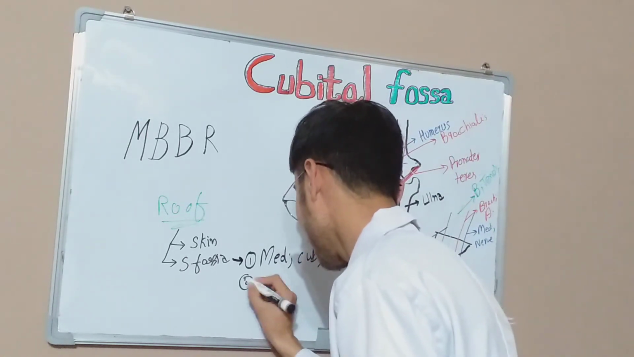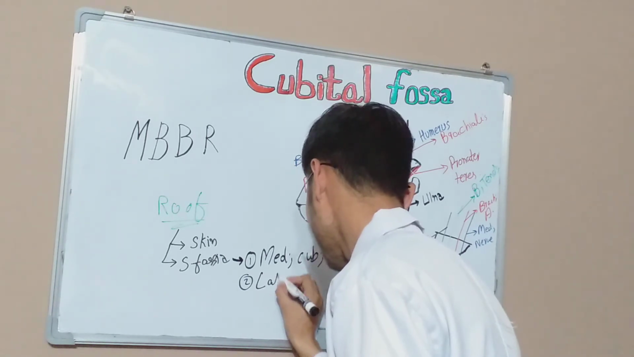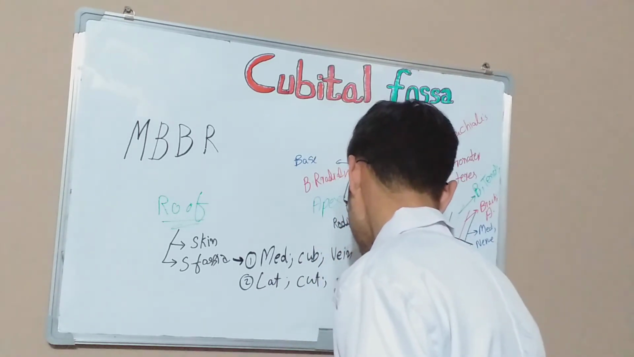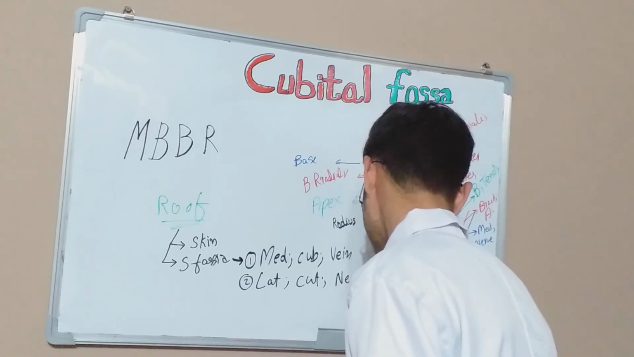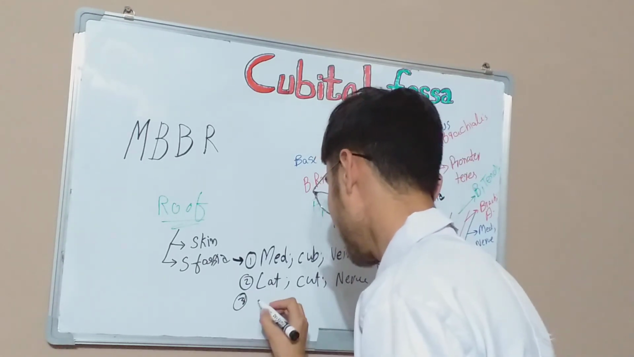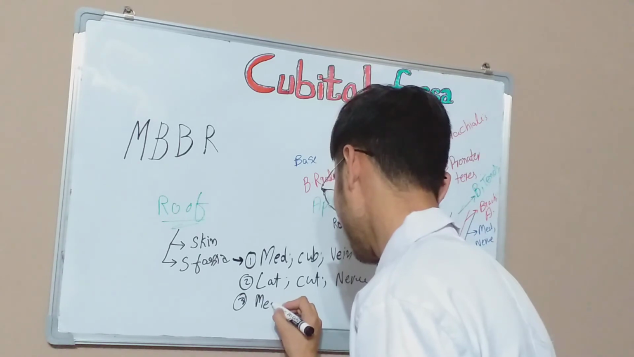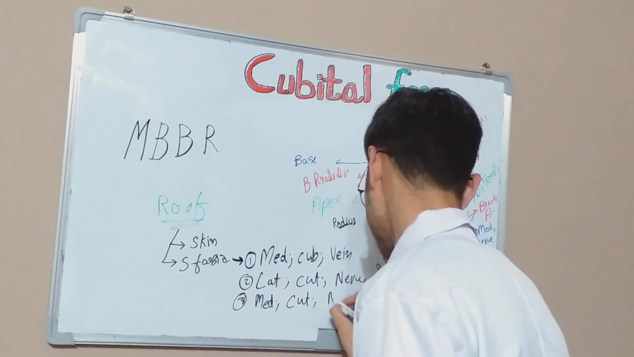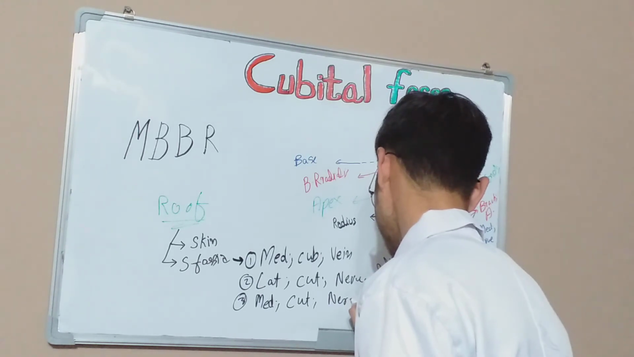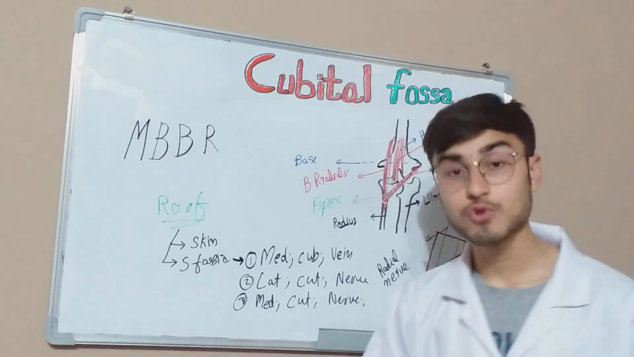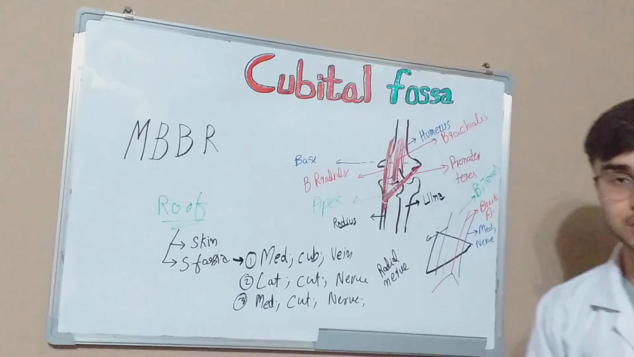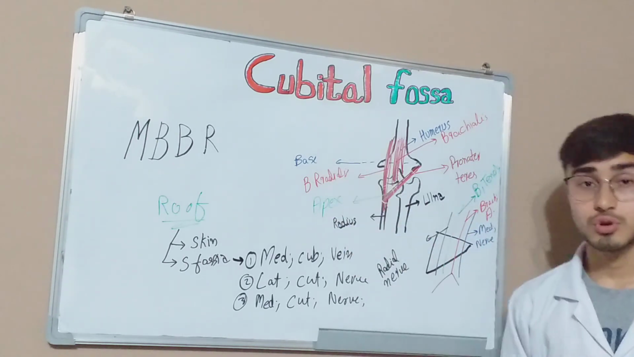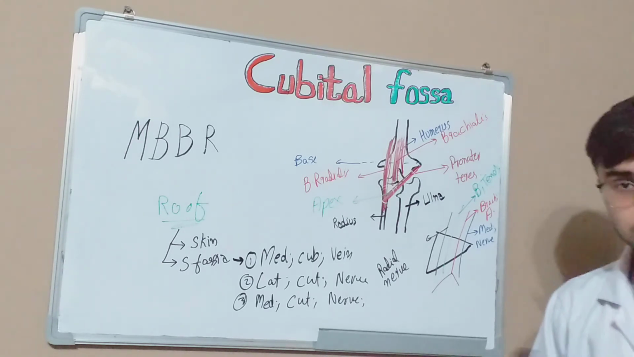So we have the lateral cutaneous nerve, and similarly, we have the medial cutaneous nerve of the forearm. These two nerves are the cutaneous nerves of the forearm. So this is all about the cubital fossa.